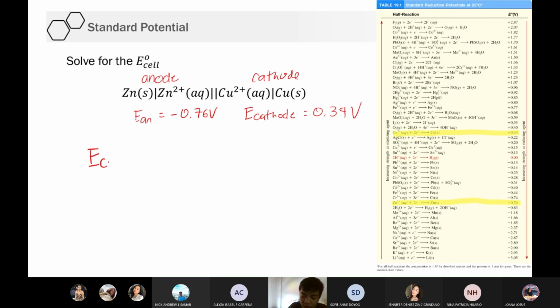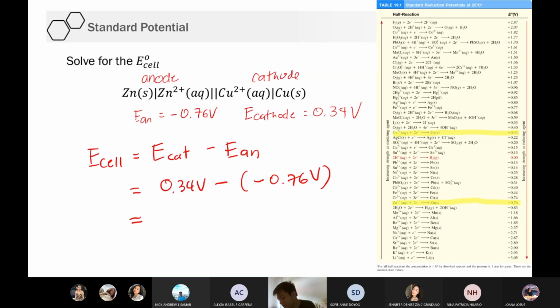So to solve for the cell potential, that is E cathode minus E anode. So anong cathode? 0.34. Minus yung anode, negative 0.76. Kunin natin yan. So that will be 1.10 volts. So yan yung voltage ng cell neto.